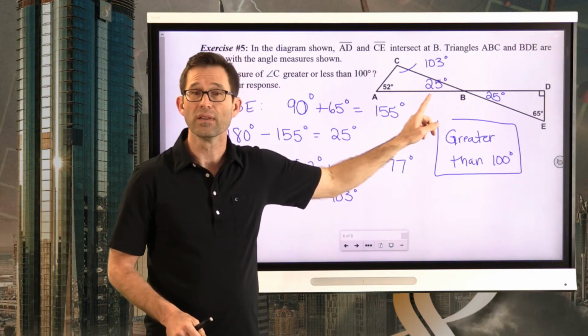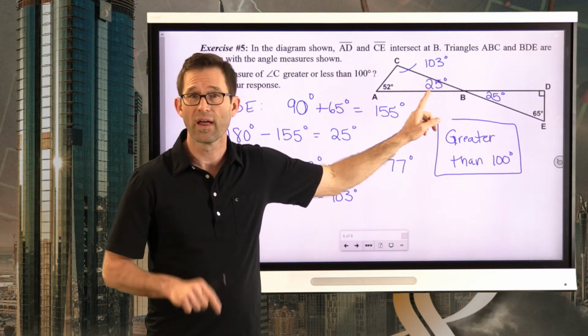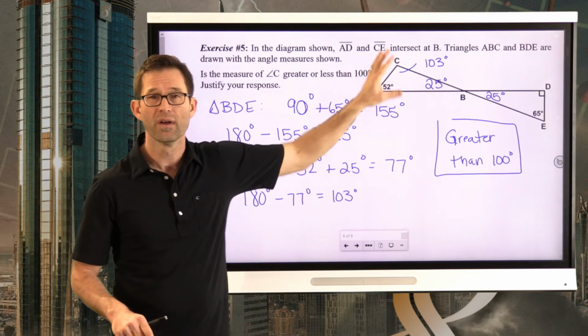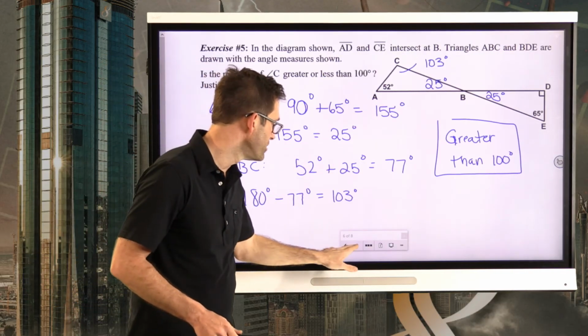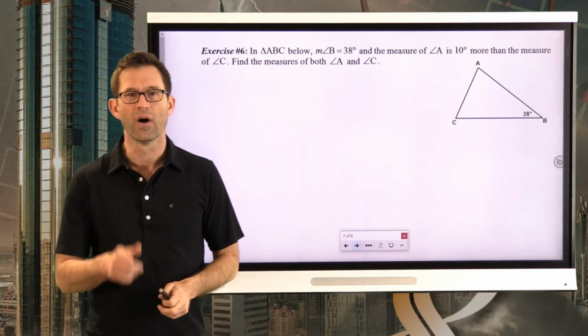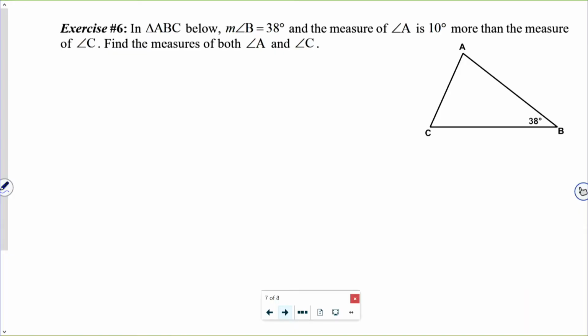That allows me to make the leap via vertical angles being equal, that must be 25, and then eventually I got angle C. Let's try to use this in one more problem. Let's get a little algebra involved. Exercise number 6. In triangle ABC below, measure of angle B is 38 degrees, and the measure of angle A is 10 degrees more than the measure of angle C. Find the measures of both angle A and angle C.